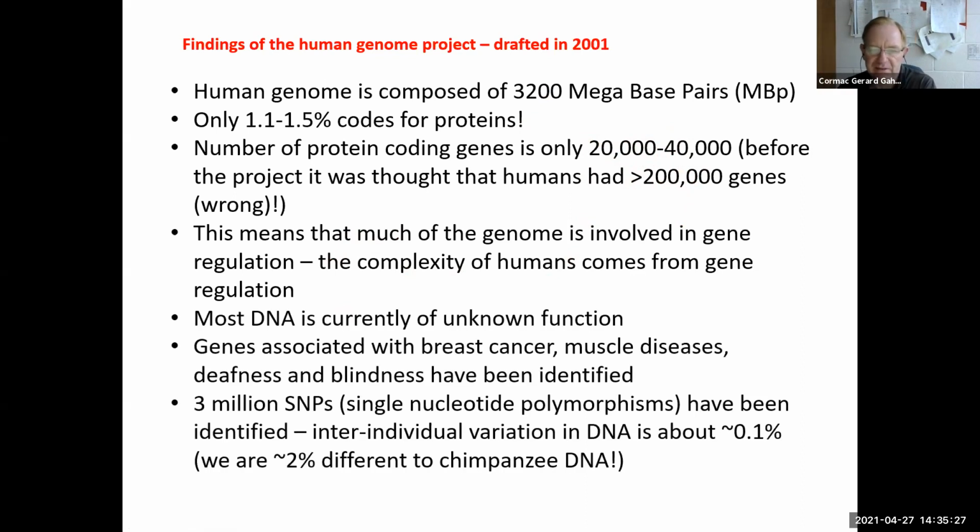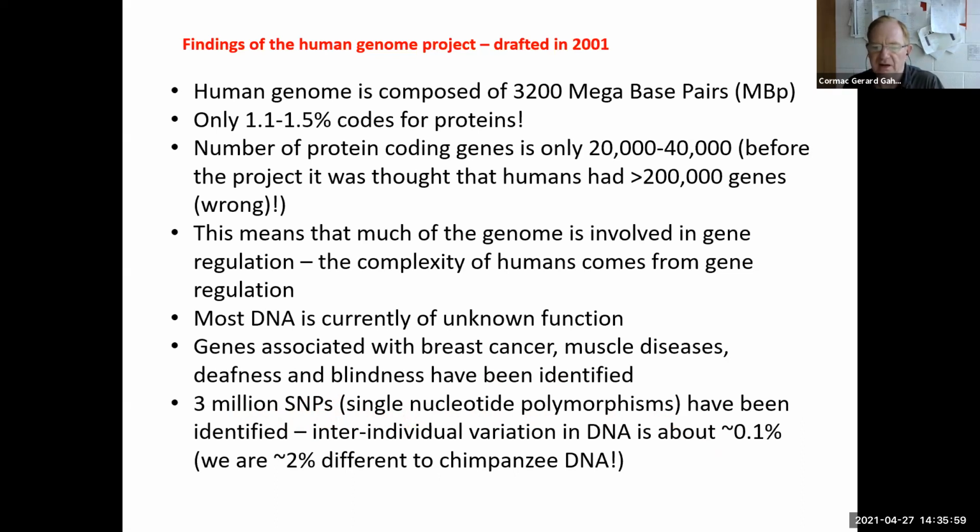We talked about that the last day. Most is unknown function, but they did isolate and find genes associated with breast cancer, muscle disease, deafness, blindness. Lots of different genes have been identified that play a role in human health. And this is really important for pharmacy students, because we've been able to map 3 million single nucleotide polymorphisms, which are areas where genes differ, where my gene would differ from the vast majority.